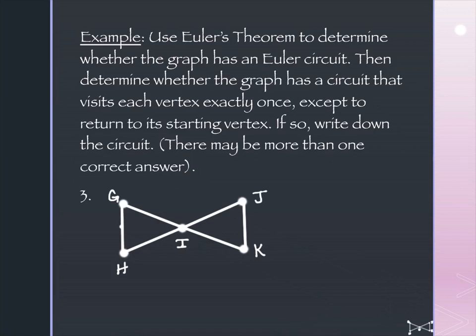Okay, so first we need to decide if it has Euler circuits, which means we need to count the degrees. So, G, H, I, J, and K. Okay, will it have an Euler circuit? Yes, it will. So, this has an Euler circuit.